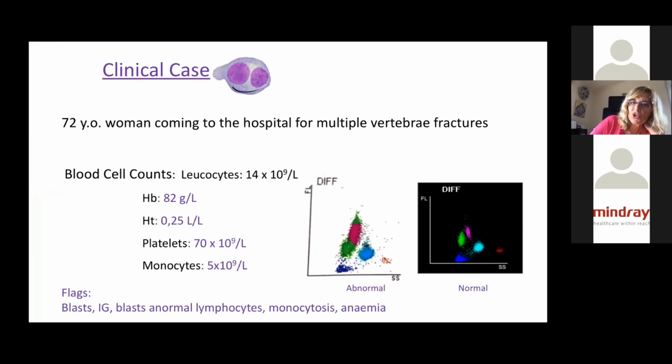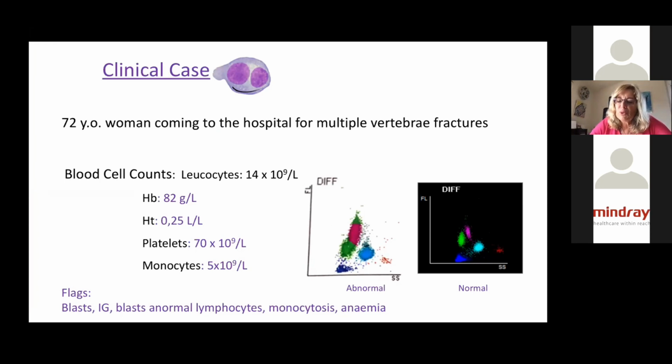The blood cell counts showed normal leukocytes, but anemia, low platelet count, and a high number of monocytes. Also, the graph was abnormal. You can see in the monocyte region a big cluster of cells. It's supposed to be monocytes, maybe, but we don't know. We need to check. Flags were blasts, immature granulocytes, abnormal lymphocytes, monocytosis, and anemia.